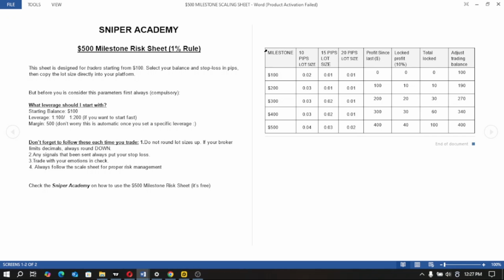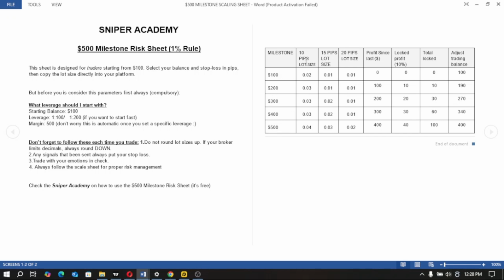Now this scale sheet has a milestone, right? That's the first thing you see. The milestone means that from your beginning point to the next point is what you are going to do for you to unlock a new number, right? So meaning that we started with $100. That is how milestone works. Then the second milestone is we went up to $200. The third milestone is 300, 400, until you reach 500. So it is already there for you.